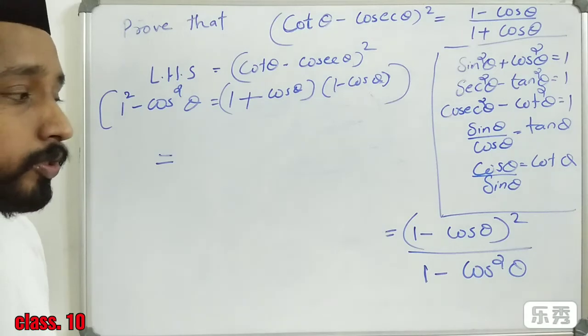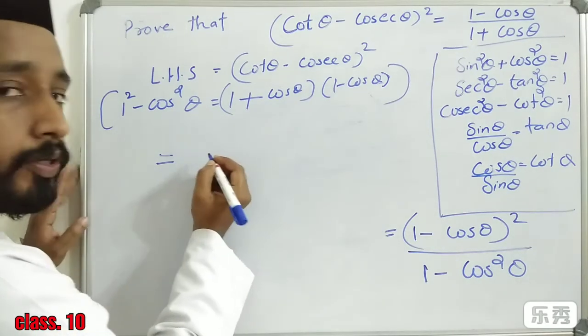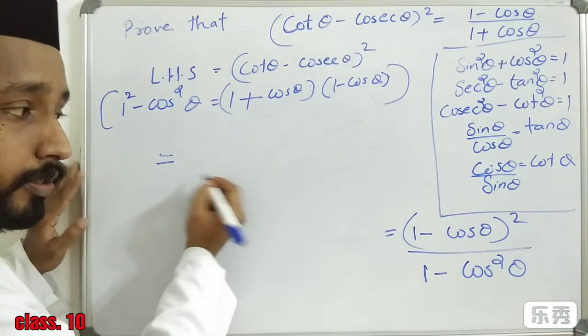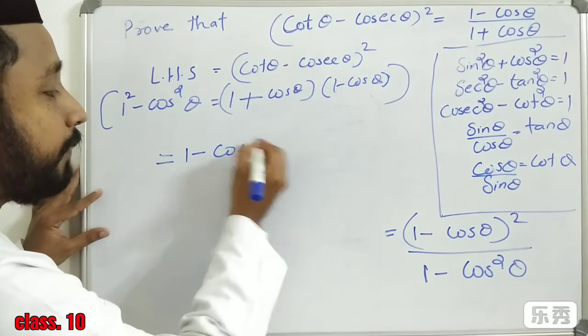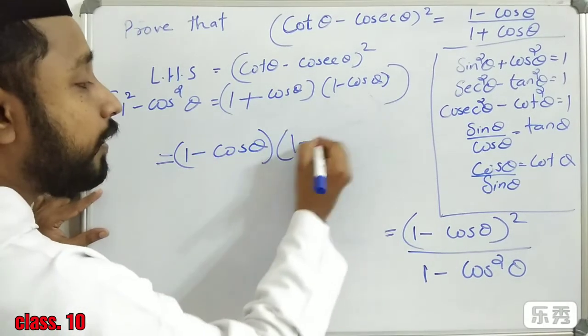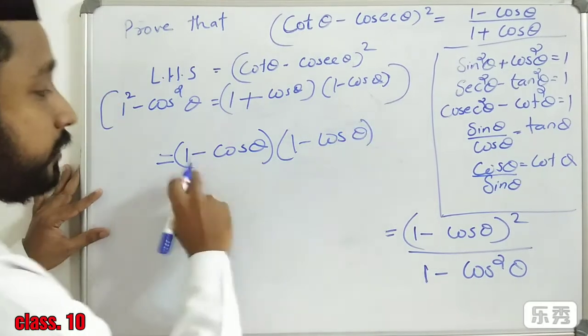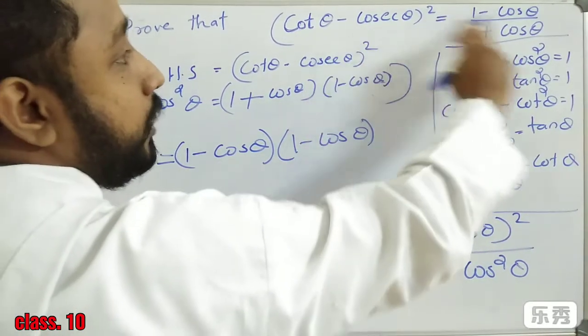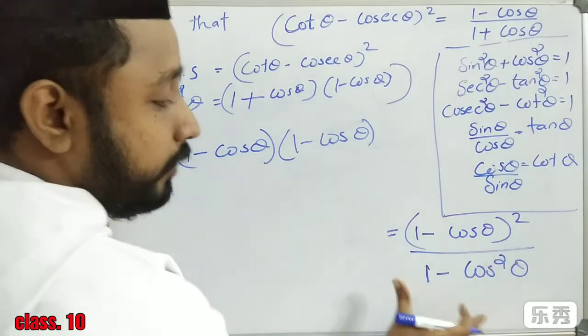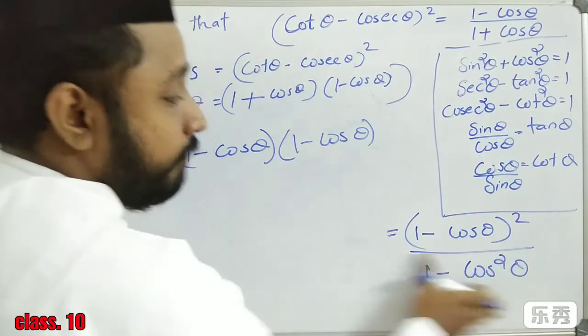1 minus cos theta all square means a square, which is a into a. So 1 minus cos theta all square is equal to 1 minus cos theta into 1 minus cos theta. We are going to prove this is equal to this, that's why we are making these changes in arrangement.